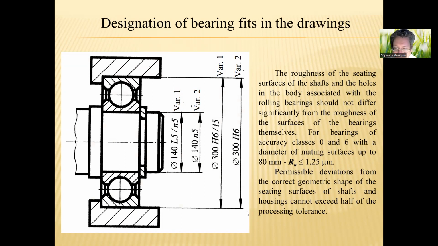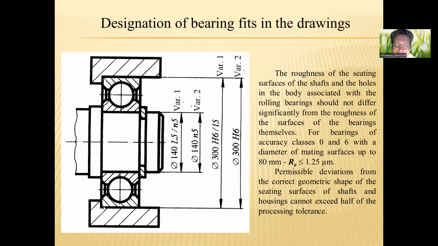You can see two variants of designation of bearing fits in the drawings. First variant, we use the nominal diameter of the shaft and inner ring. The accuracy class of the bearing is above the line, and under the line we can see the tolerance field of the shaft. Or only the nominal diameter of the fit and only the tolerance field of the shaft.